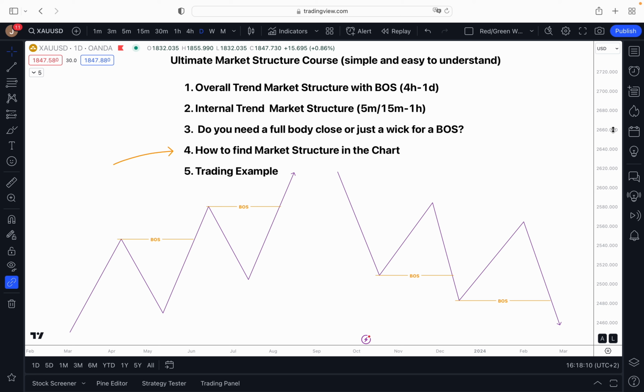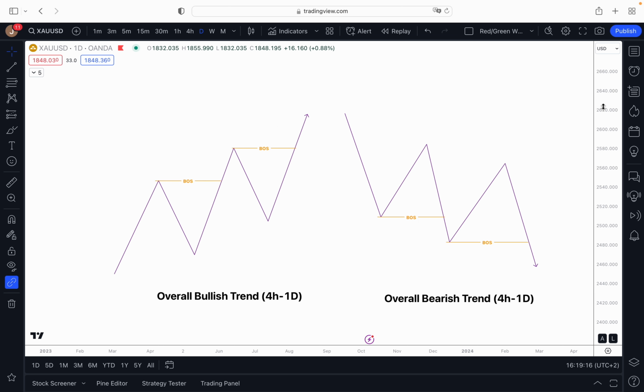Then I show you how to find the market structure in the chart. So we go into the chart and analyze the markets. And at last I will show you a trading example so you will learn how to apply market structure for your trading. Let's go. So let's start with the first point, the overall market structure.